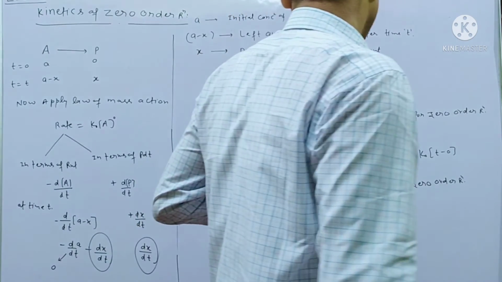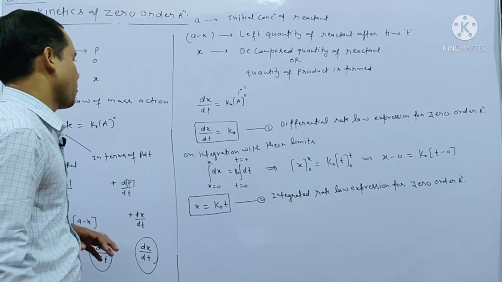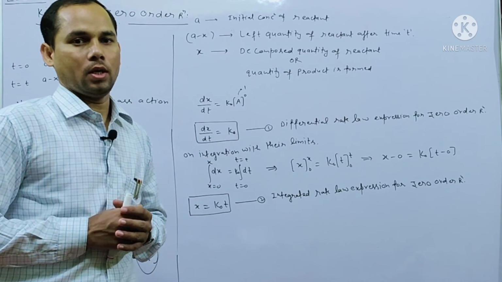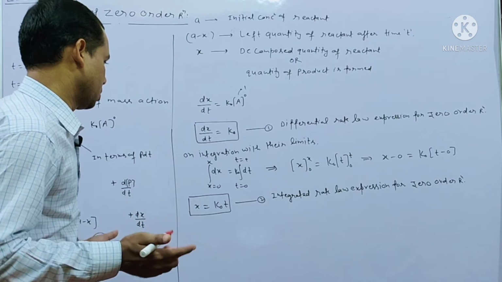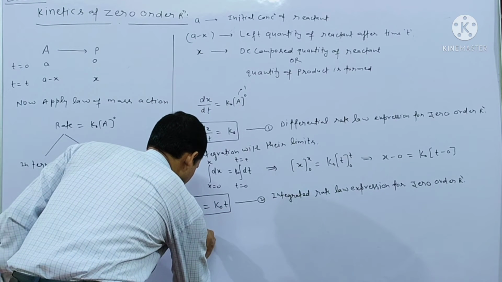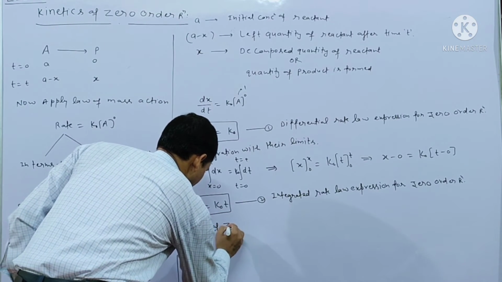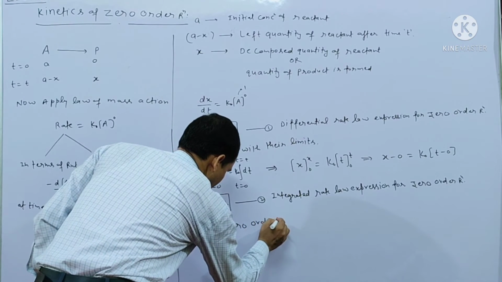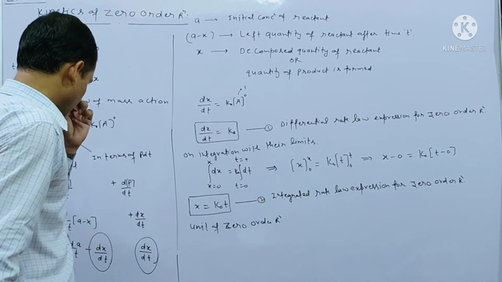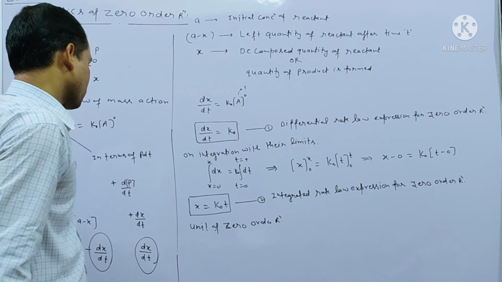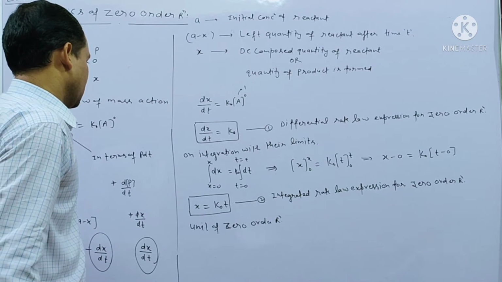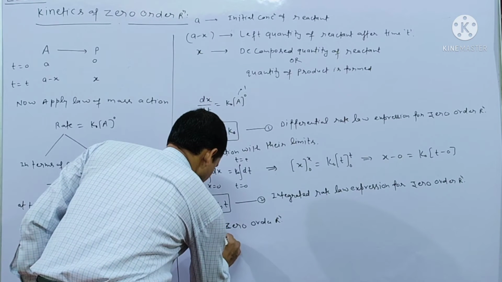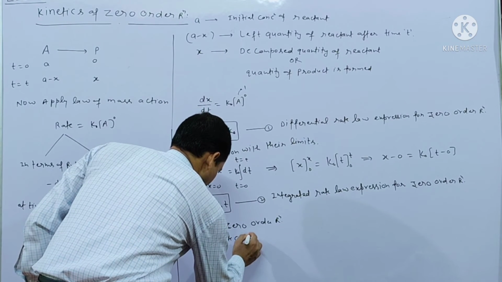Before discussing the half lifetimes, let me tell you one more thing. What is the unit of a zero order reaction? How can we calculate it? It's also very easy. No problem. It is the unit of the rate constant, right?